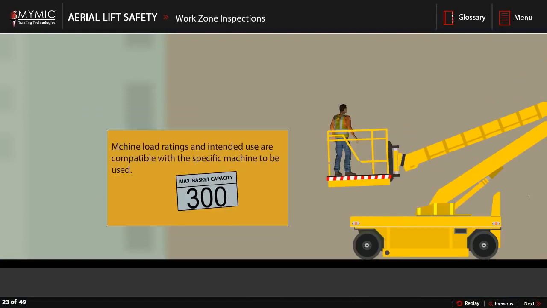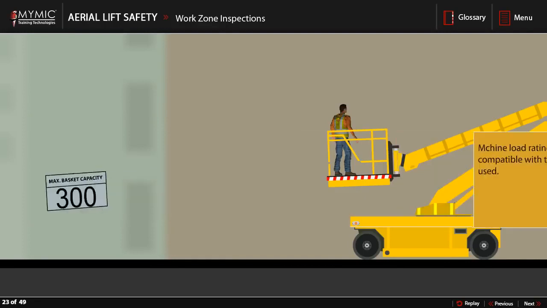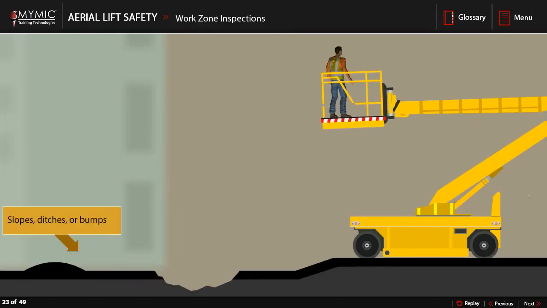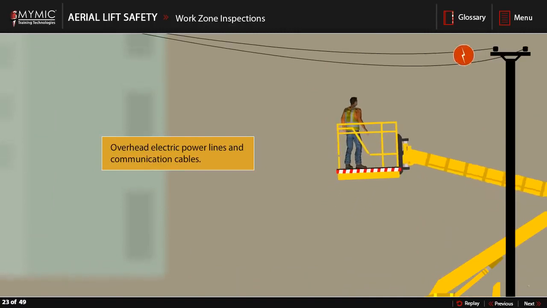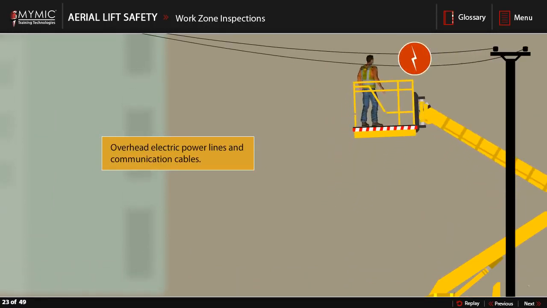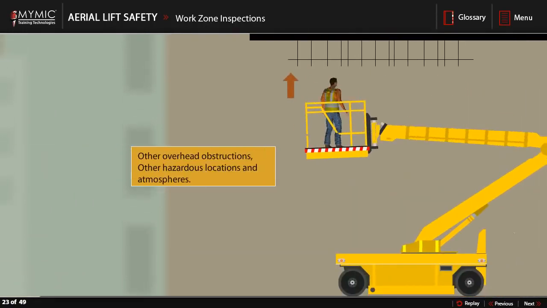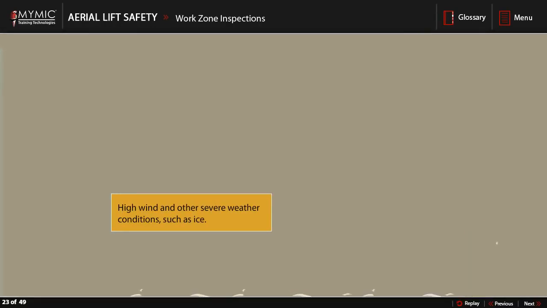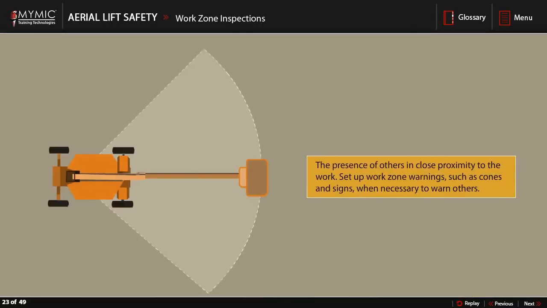Machine load ratings and intended use are compatible with the specific machine to be used. Inadequate ceiling heights, slopes, ditches, or bumps, overhead electric power lines and communication cables, other overhead obstructions, other hazardous locations and atmospheres, high wind and other severe weather conditions such as ice, the presence of others in close proximity to the work.